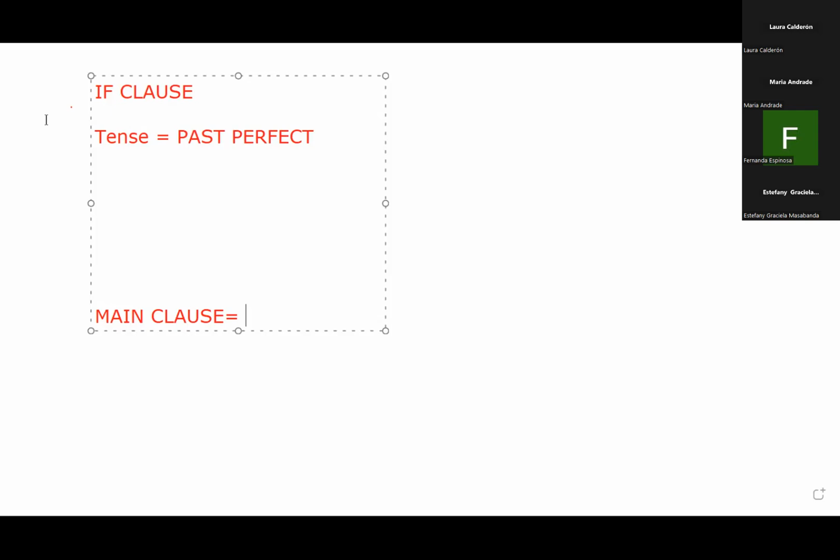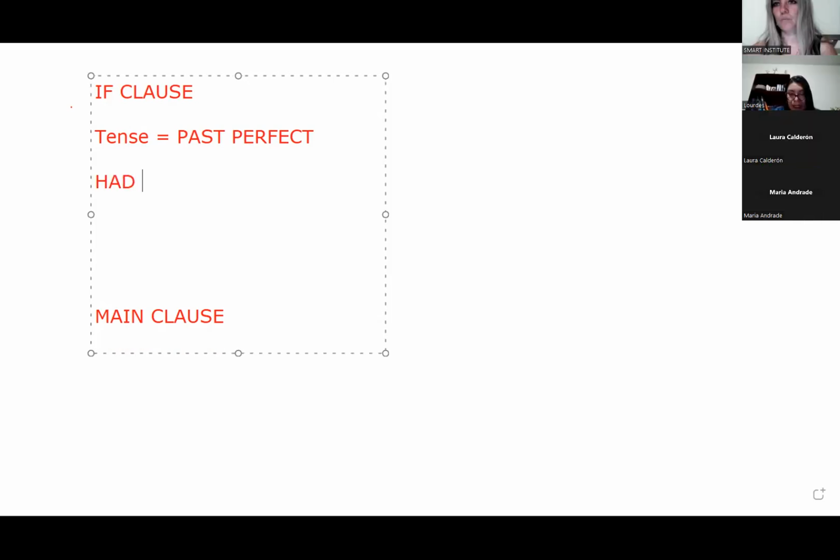Only give me the structure of past perfect, which is the structure of the tense. Is had plus the verb in past participle. Yeah, so that is the structure. Had and past participle of any verb. Or you can have the negative, hadn't and past participle of one verb.